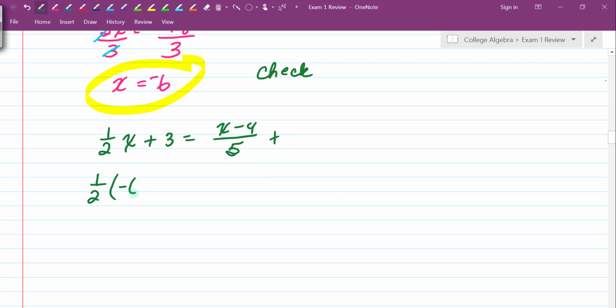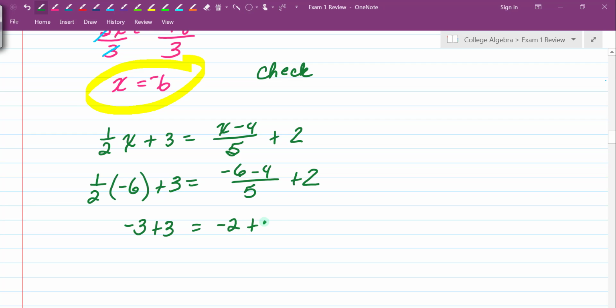So 1/2 times -6 plus 3 is equal to -6 minus 4 divided by 5. Oops, that should be a plus 2. Plus 2. So -6 divided by 2 is going to give me -3. So I end up with -3 plus 3 is going to be equal to -6 minus 4 is -10. -10 divided by 5 is -2 plus 2, and we end up with 0 is equal to 0, and so we have a check.